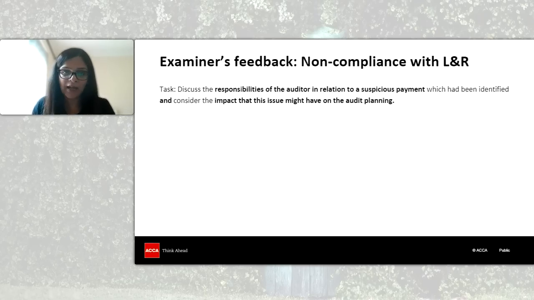The last requirement was related to non-compliance with laws and regulations. And this is, again, a very commonly tested area. And hopefully, you were comfortable with the approach that you had to take. But I'll tell you what the examiner fed back on. The requirement was to discuss the responsibilities of the auditor regarding a suspicious payment. Now, the examiner said most of the students were able to handle this well and consider the impact that the issues might have on audit planning.